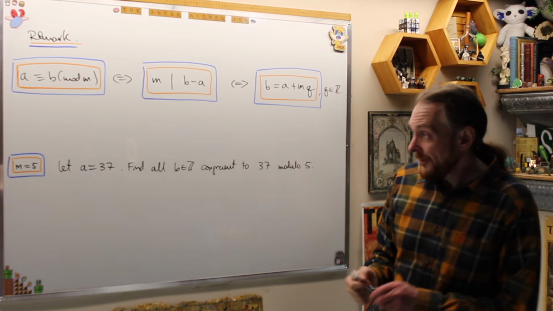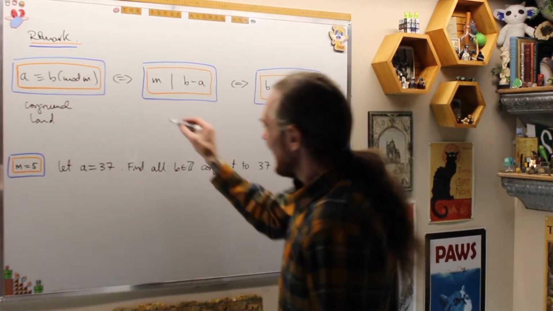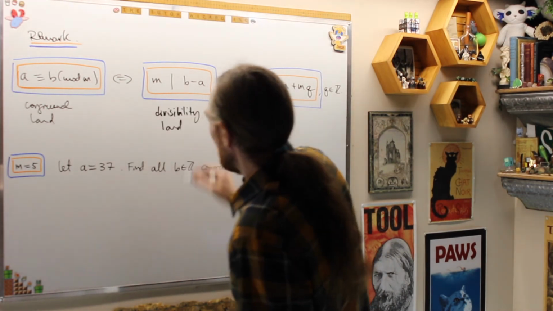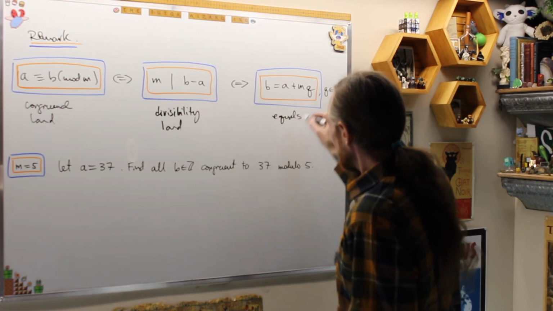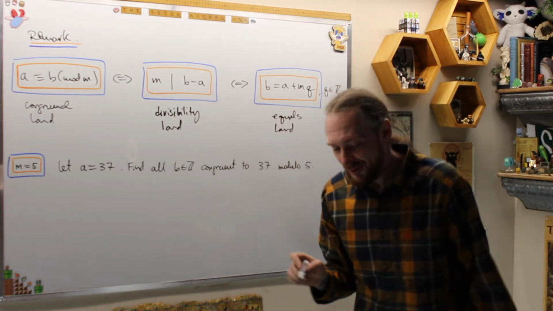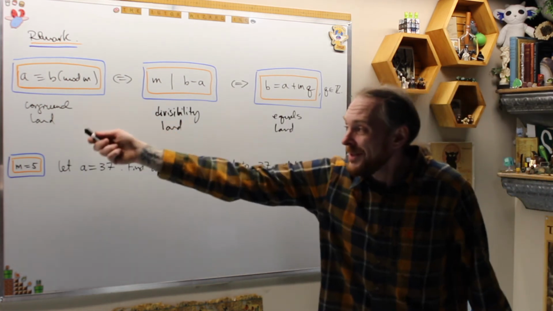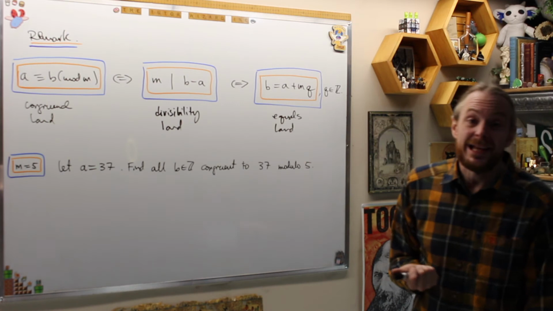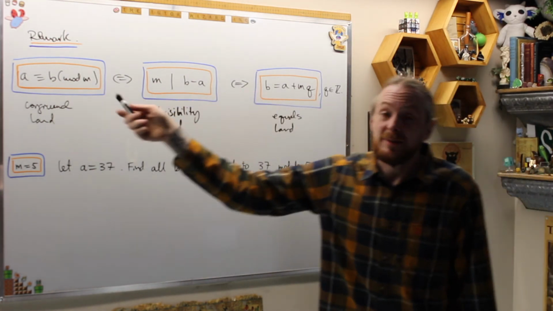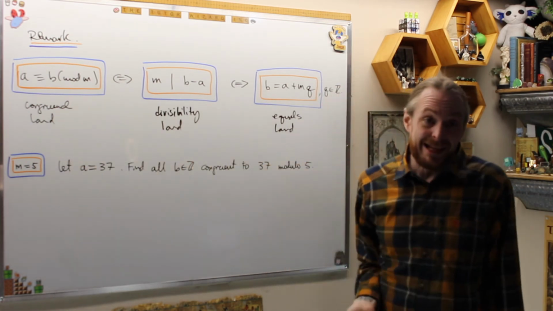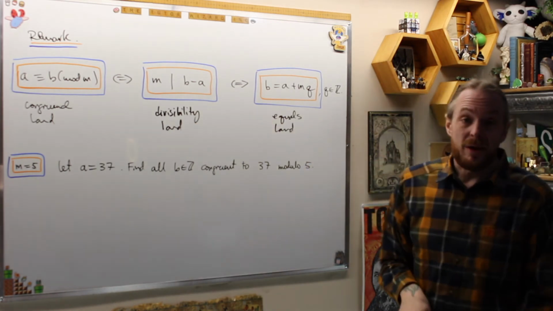This is extremely important. First of all, this is congruence land, which nobody likes. And then this is divisibility land, which nobody likes also. And then this is equals land. So we want to go from congruence land to divisibility land to equals land, where you're most familiar with and you've spent most of your time with. The theorem tells us we can go from congruence land to divisibility land, and then we know that we have a link between divisibility and equality.